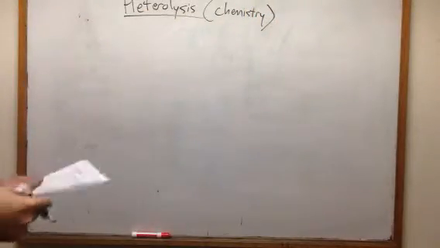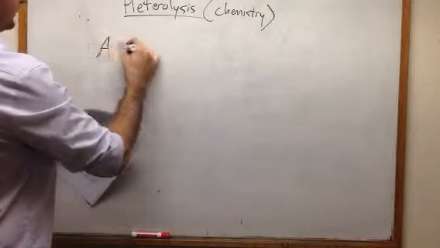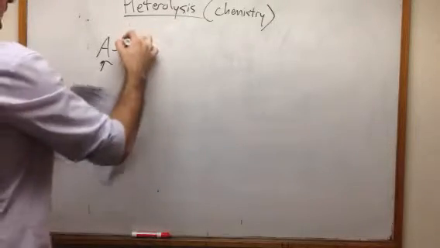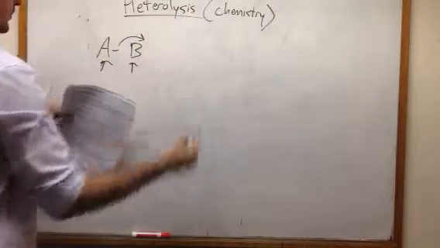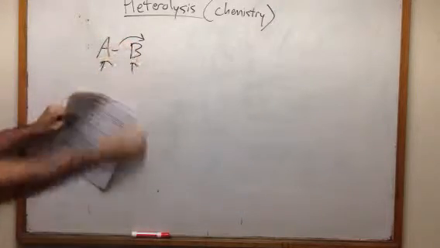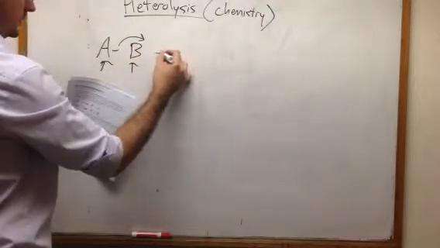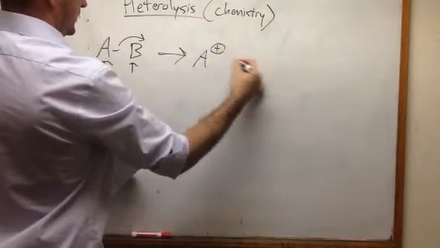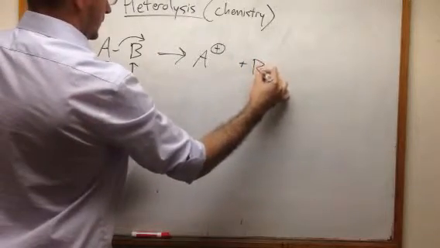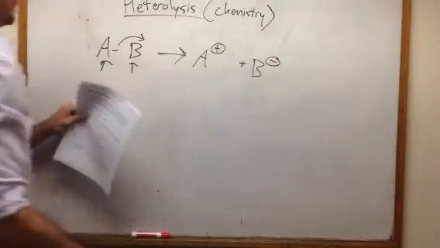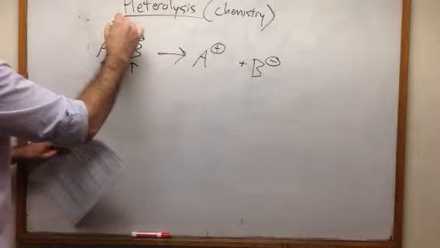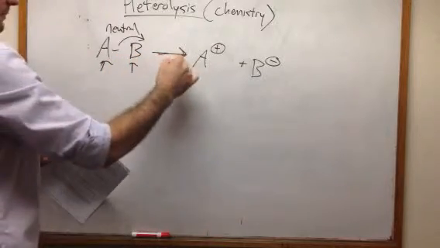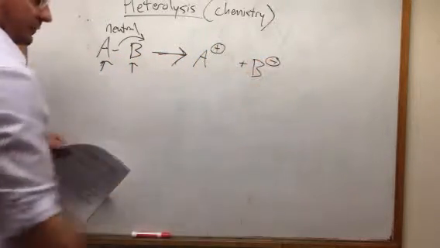That means you have a molecule, you have two parts, okay? And say one part splits off from the other part, and you end up with a positive and a negative part. All right? So you have a neutral part, or a molecule, which then splits up, becoming a positive and negative part.